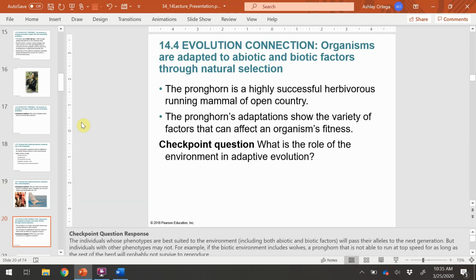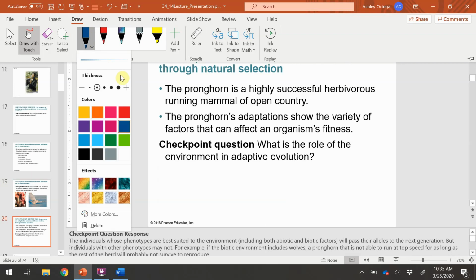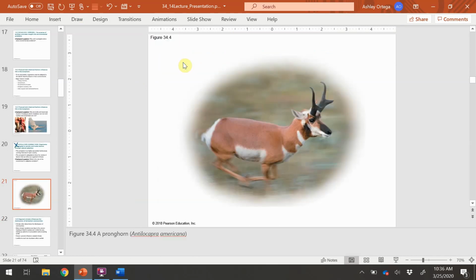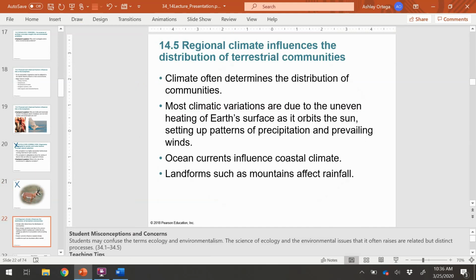So this section here, 14.4, you can go ahead and skip. Don't even worry about it. Same here.